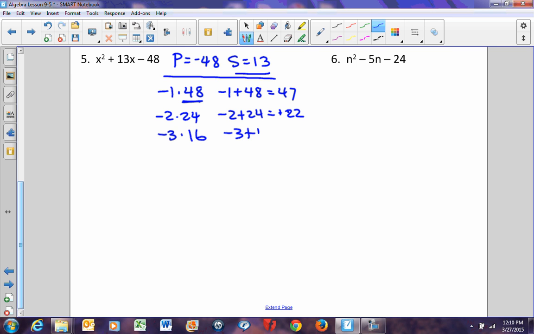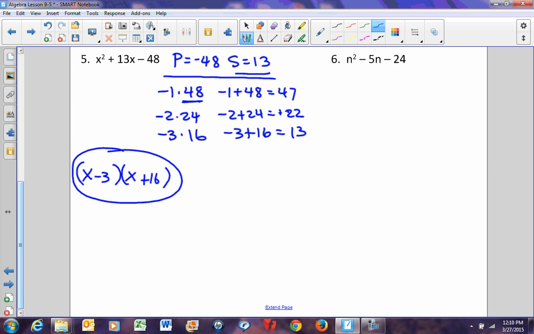Negative 3 plus 16. Aha, is positive 13. There we go. I found my numbers. x, x, negative 3, positive 16. And I'm done. If you think logically, you can save yourself a lot of guess and check.